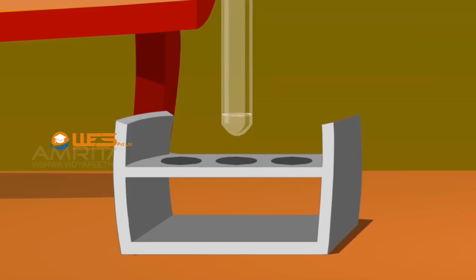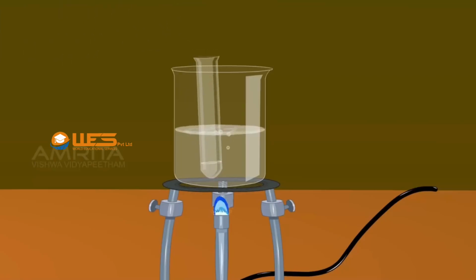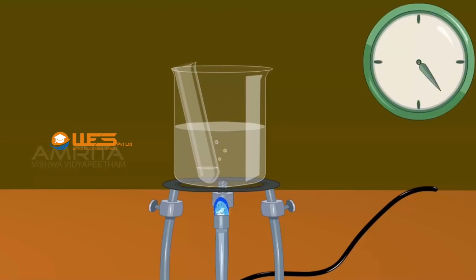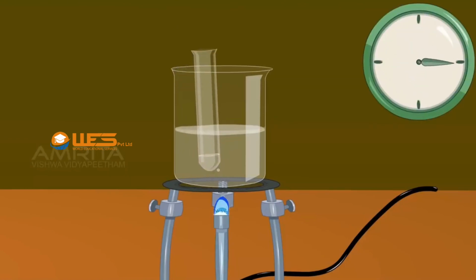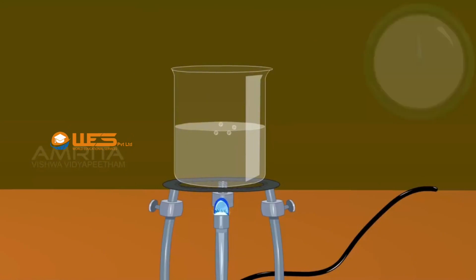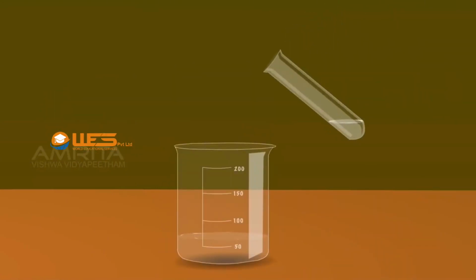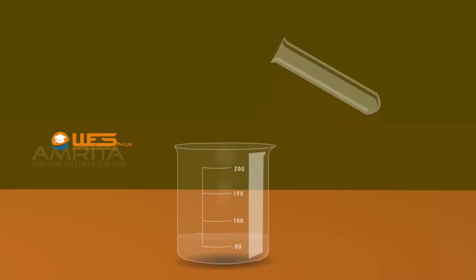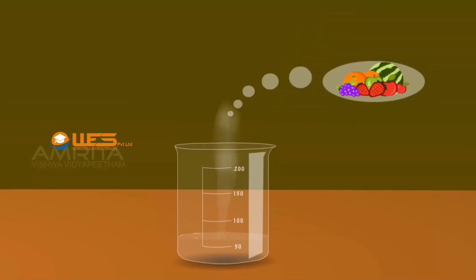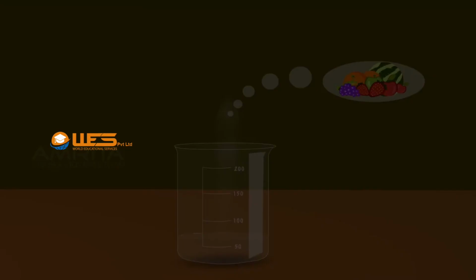Take the test tube. Place it in a boiling water bath and heat the contents of the test tube for 5 minutes. Pour it into a small beaker containing distilled water. Carboxylic acid reacts with alcohol in the acidic medium to produce fruity-smelling compounds called esters.